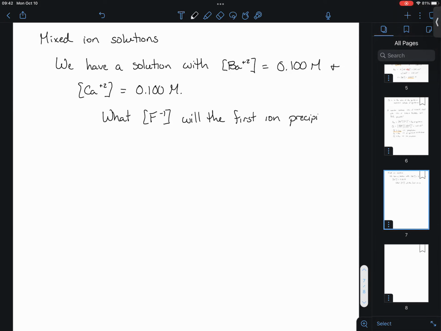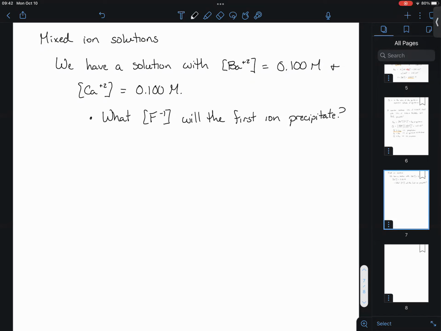All right, so we have this solution that contains a mixture of barium and calcium, and we're going to start adding fluoride ions. We want to know what the concentration of fluoride ions is at which the first metal will start to precipitate.